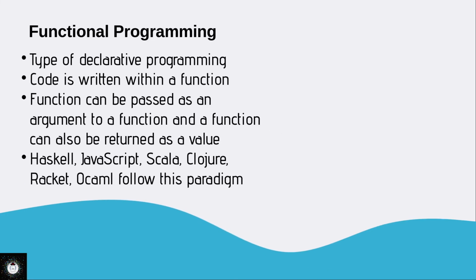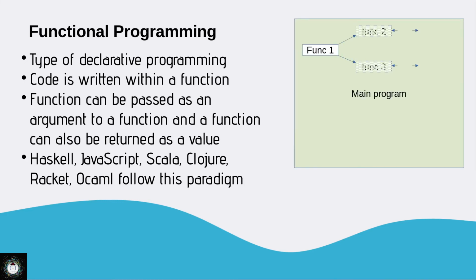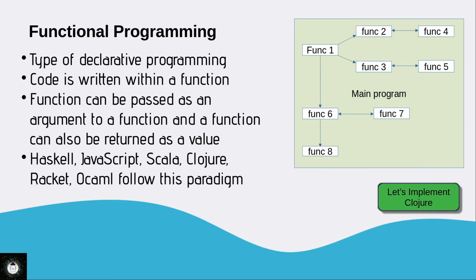So another one that we have is functional programming. This is a type of declarative programming. It uses functions everywhere, right? It uses arguments, and arguments are passed to the function, and those functions also return a value. So it uses a chain of functions, you see, and all those functions return the value to their previous function. So that's what functional programming is. Let us quickly see Clojure's implementation, how it implements this functional programming.